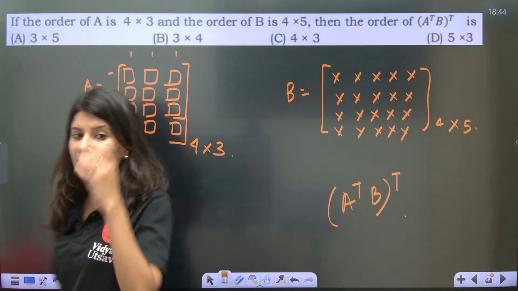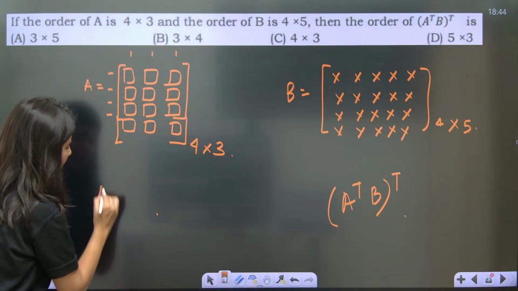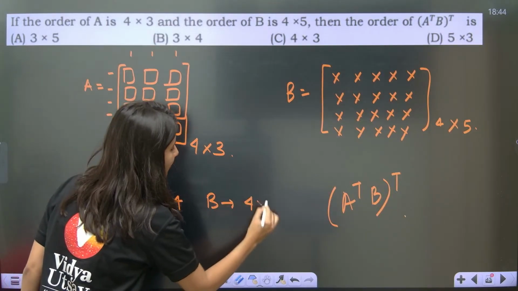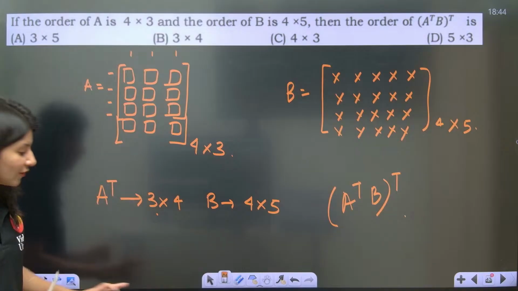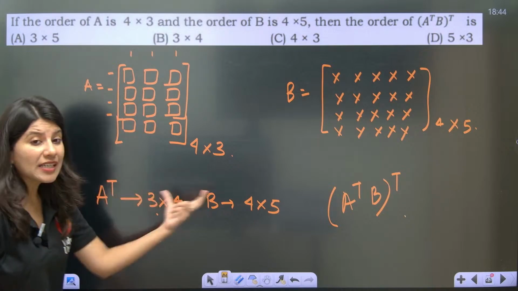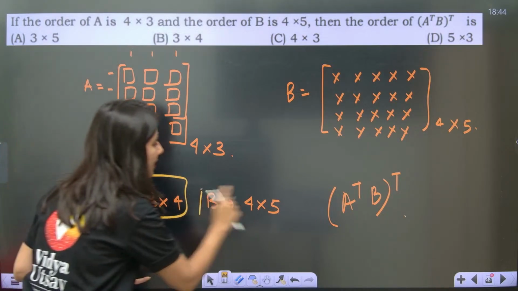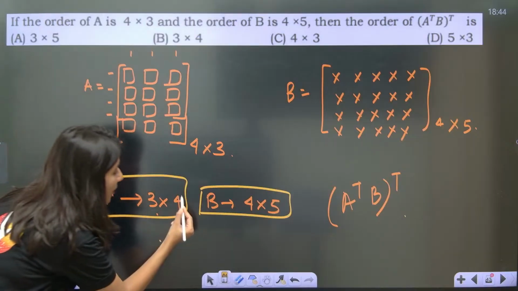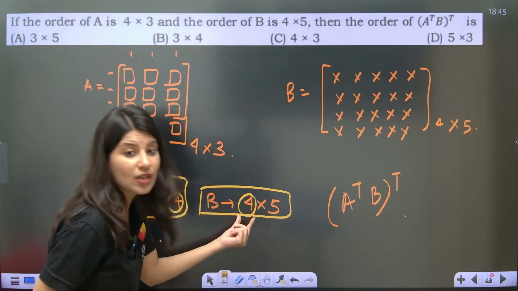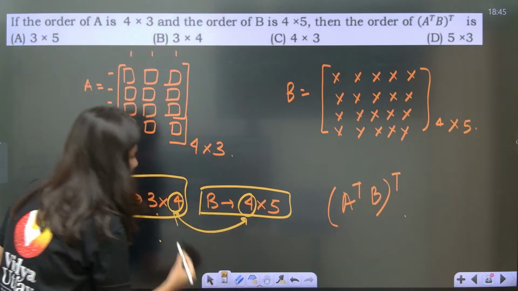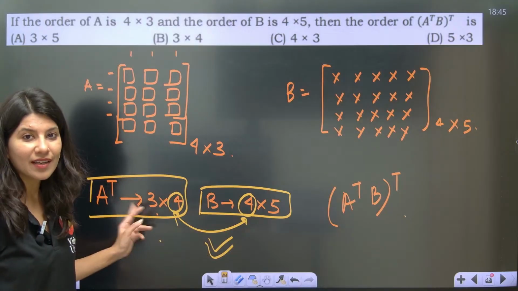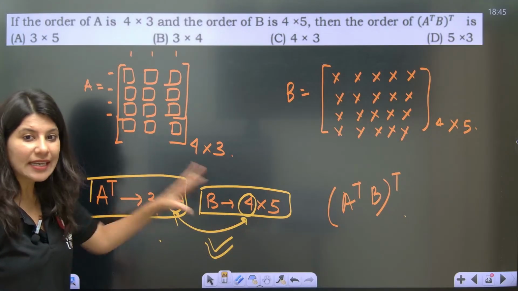So, order of A transpose is going to be 3 cross 4. Order of B is the same, 4 cross 5. Now, first of all, is multiplication allowed or not? Listen carefully: multiplication of two matrices is allowed when the number of columns of the first matrix equals the number of rows of the second matrix. If that is there, then a match happened. They can get multiplied together.